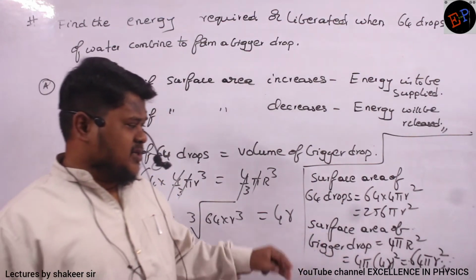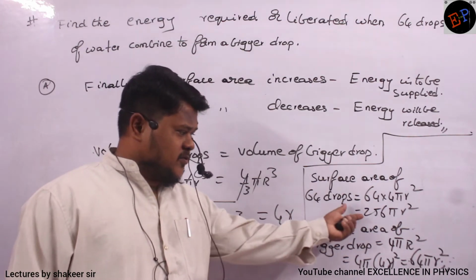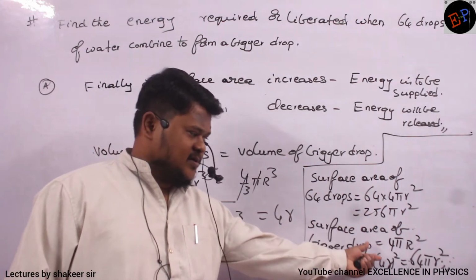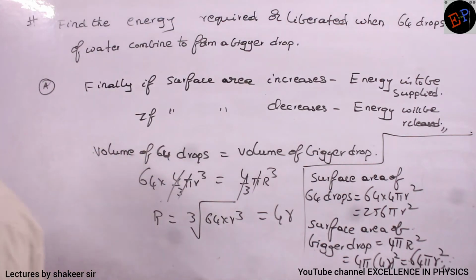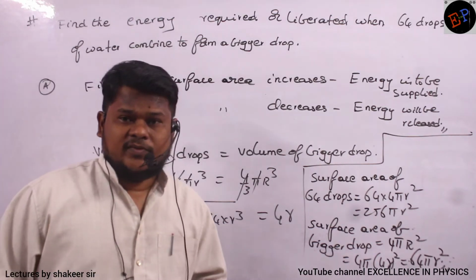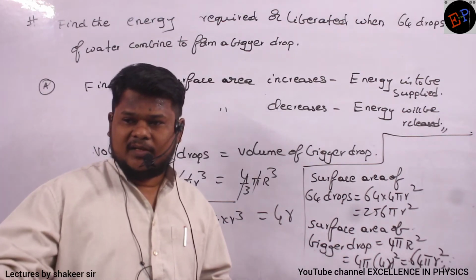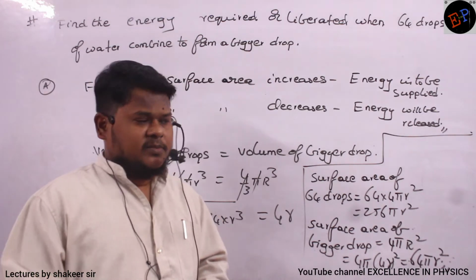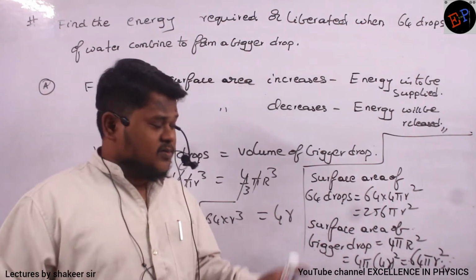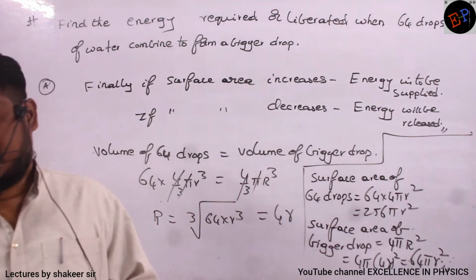But what was our initial surface area? 256 pi r square. Final surface area 64 pi r square. Has the surface area increased or decreased? The surface area has decreased. So therefore will energy be released or absorbed? Energy will be released because the surface area has reduced. So this point you should always bear in mind.